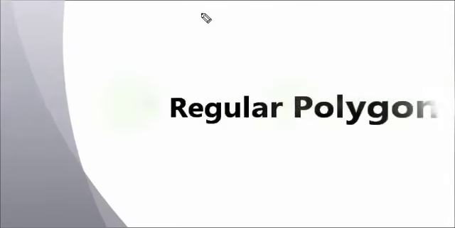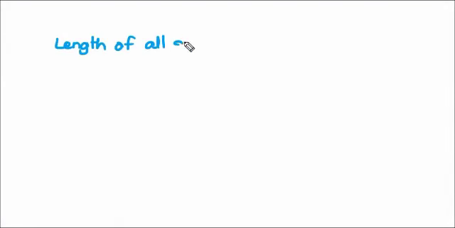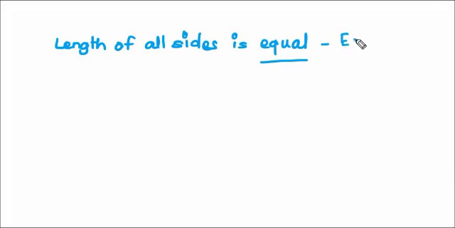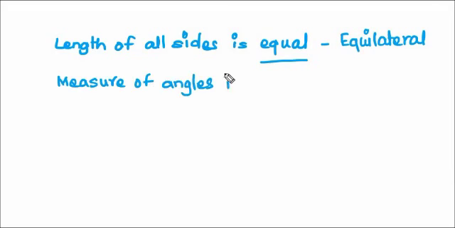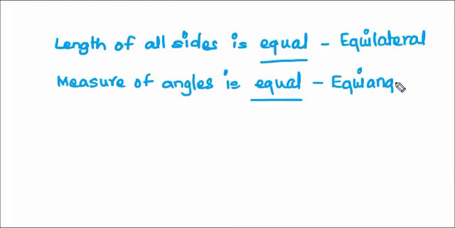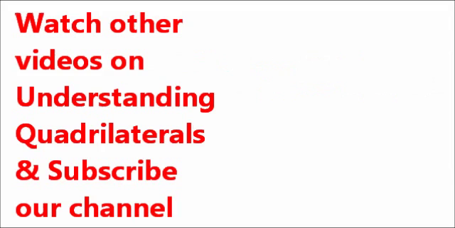A regular polygon is one where the lengths of the sides are equal, which is called equilateral. And at the same time, the measures of the angles are also equal, and that is called equiangular.